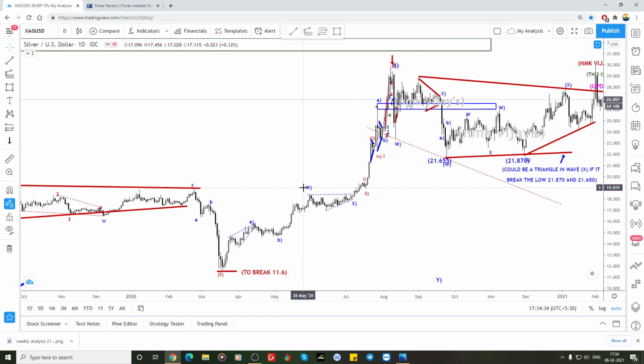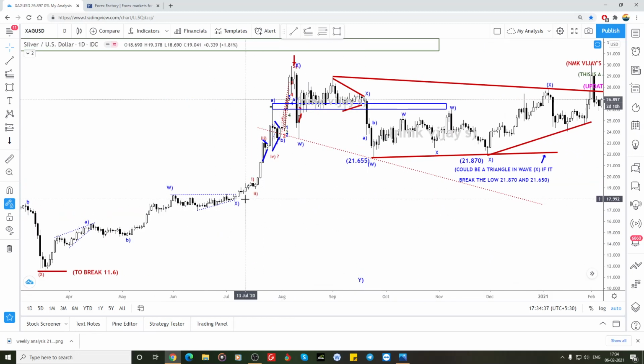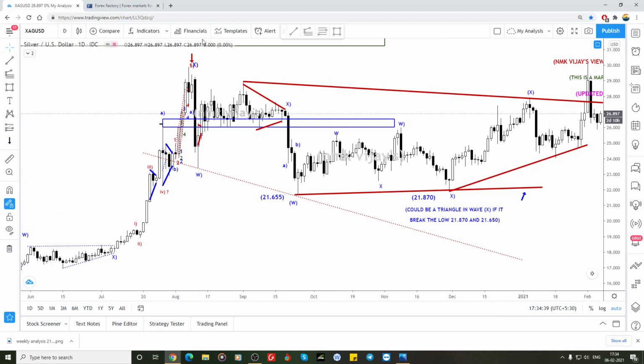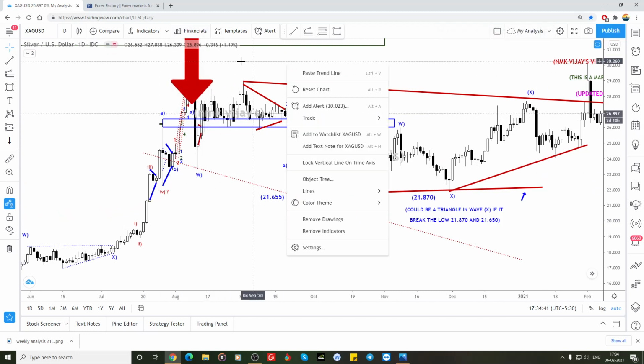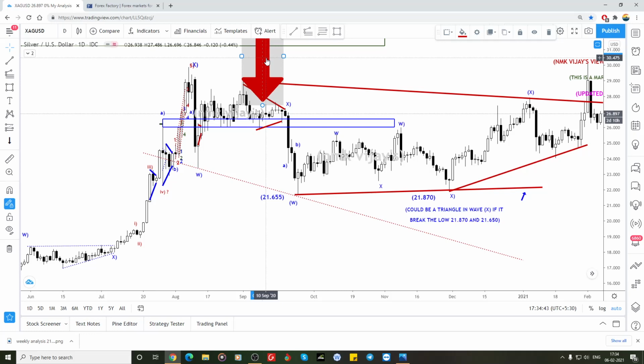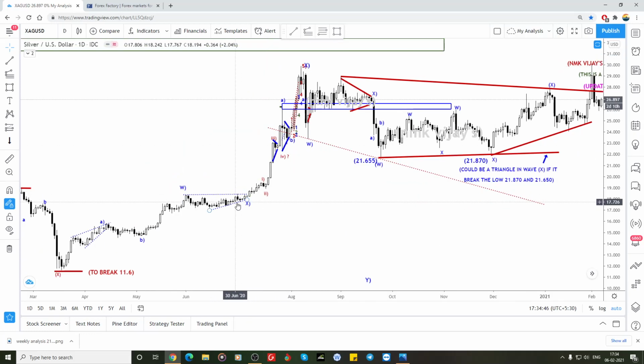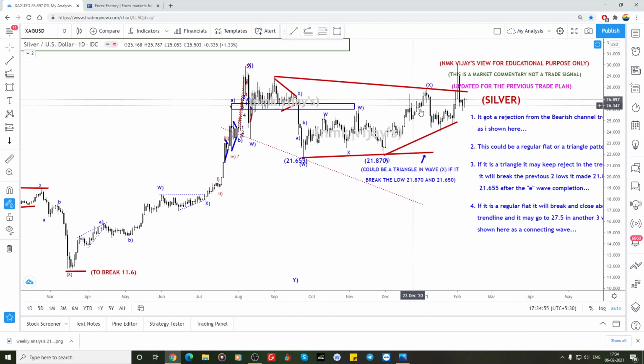A, B, C is a W, X. So here A, B, C. So this is the end of the Y wave. Mind that W, X, A, B and C. So after the W, X, Y, this could be an X. So A, B and C could be the end of the Z also. So I'm totally confused with this. Now it has already broken that.